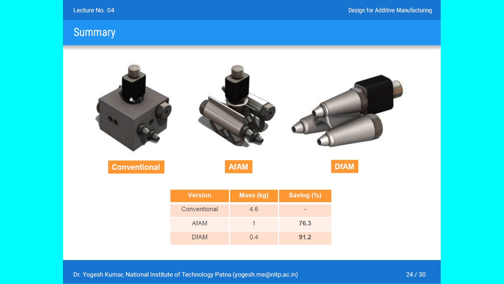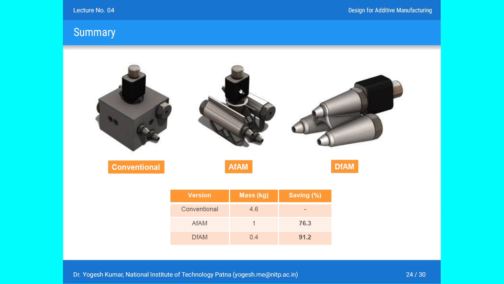This is the first case where we have a hydraulic manifold created by the conventional method. In the second case, the main items, that is the valves, remain the same, but instead of a metal box, they are mounted on a skeleton which is printed using an additive manufacturing process.